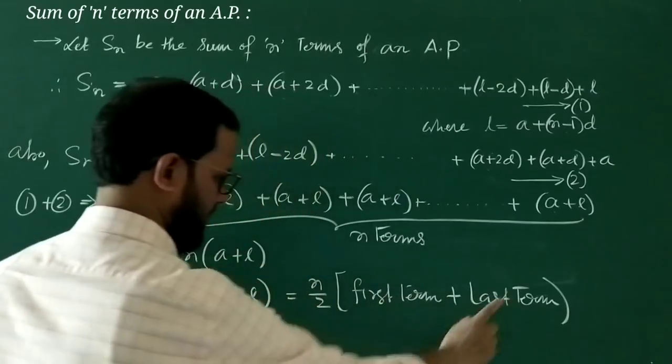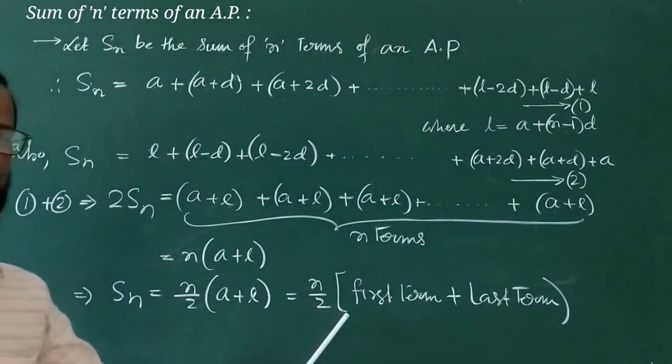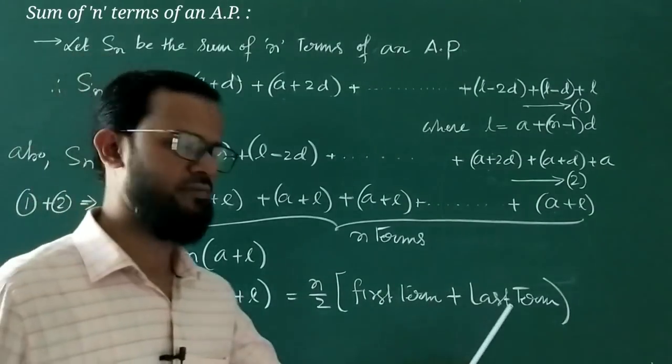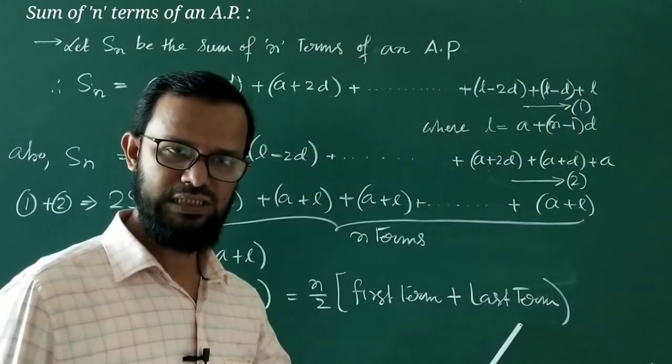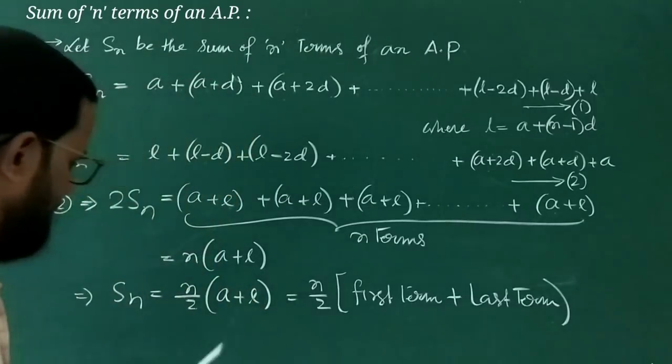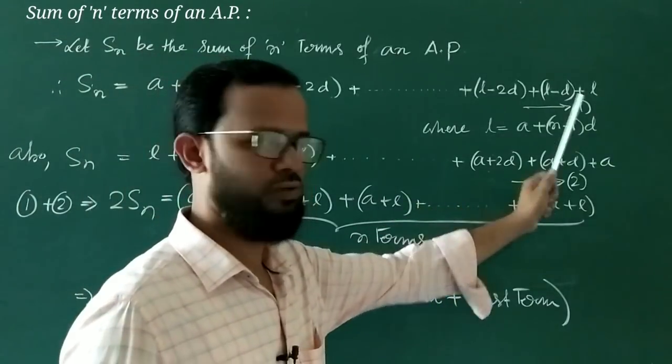If you know the first term and the last term, then you can find the sum of n terms by using this formula. If you know the last term; if you don't, then you can't use this formula. Understood? But what is L? L is equal to A plus (n minus 1) into D.